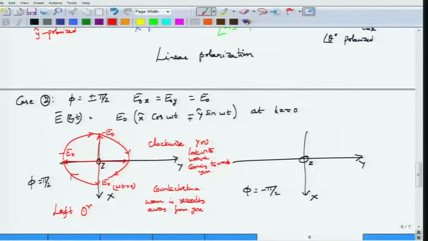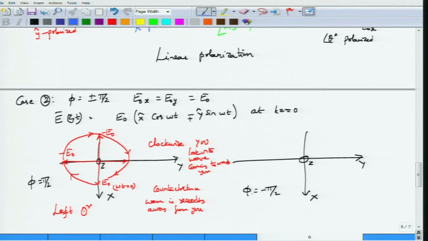The point to note is that the electric field vector will trace a circle, and it would be clockwise if you see the wave coming towards you, or anti-clockwise if the wave is receding from you. And depending on which one is called which, you can use that particular notation. Be sure to check your textbook. So in our book this is called left circular polarization. So this was the case for phi equals pi by 2.